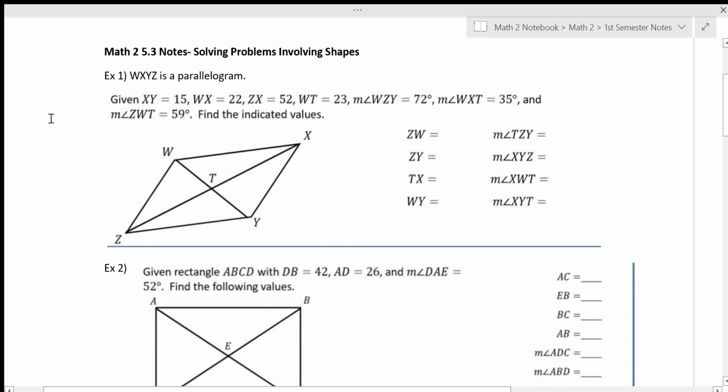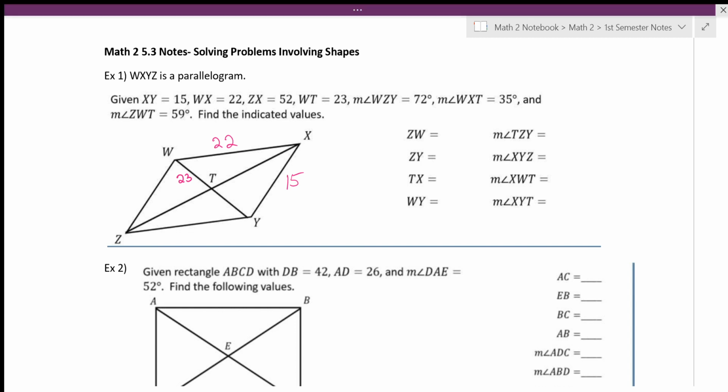So first one we're going to do is, it is given to us that WXYZ is a parallelogram, and then they give us some information about our parallelogram. So we're going to be using our properties of parallelograms that we know. So XY, they tell us, is 15, WX is 22, and then Z to X is 52 all together. I'm not going to write that in my shape though because it's going to kind of clutter it up. And then WT is 23. So I'm going to solve my side lengths first, or my segment lengths first here.